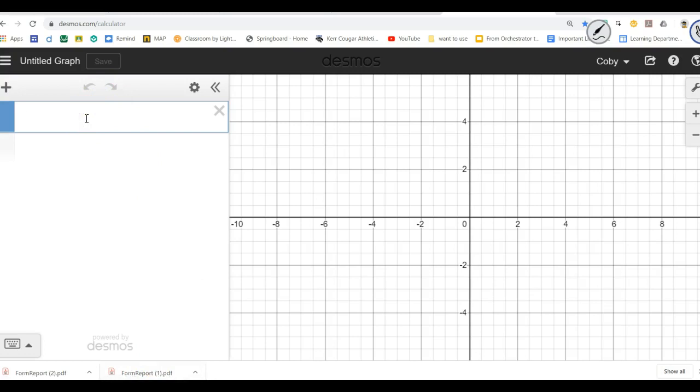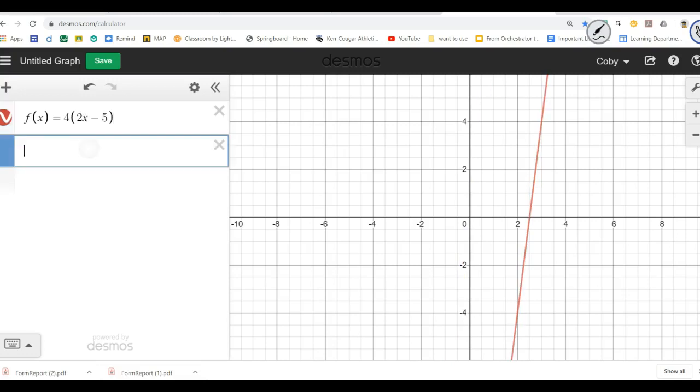f of x equals 4 parentheses 2x minus 5. That's my function. Ignore the graph. I don't care about the graph. All I care about is this formula.